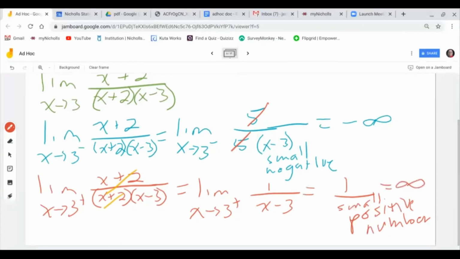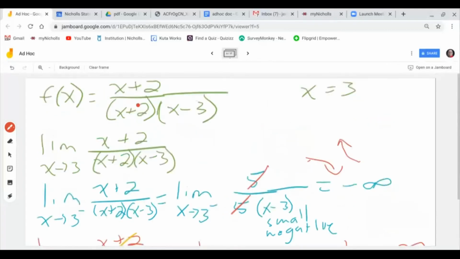And so since these limits aren't equal to each other, it's going to positive infinity here, and it's going to negative infinity here. What kind of discontinuity is it going to be? It's going to be an infinite discontinuity at x equals 3.